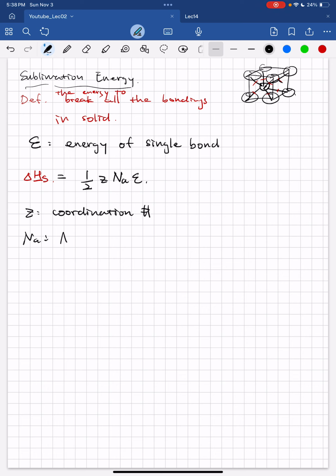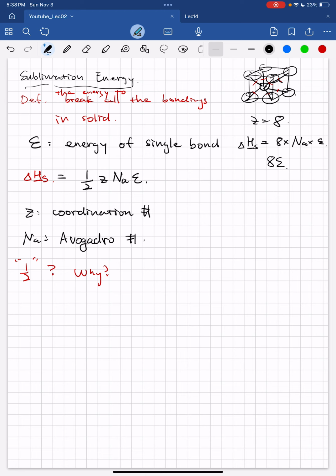Na is Avogadro's number. And why do we need it? Of course, if you think about it, here Z equals 8, and you might think HS should equal 8 times Na times epsilon.